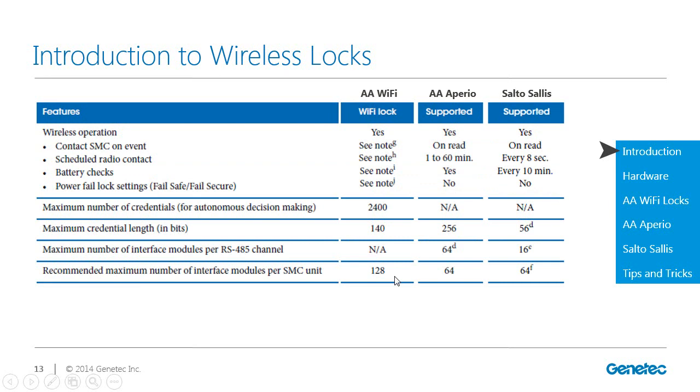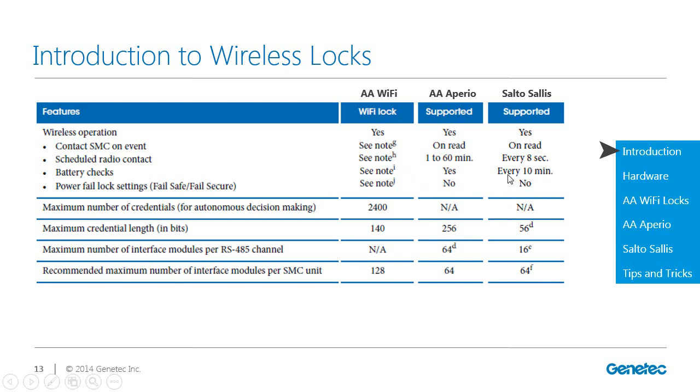Now, another difference is when the unit actually contacts the SMC. The Assa Abloy Wi-Fi locks will contact the SMC on a read, and if there is an unknown credential, door forced open, or door open too long event. The other two types here will contact the SMC on a read only. In terms of the scheduled contact, the Assa Abloy Wi-Fi locks do this at midnight UTC time by default. The Aperio locks can be set to between 1 and 60 minutes, and the Salus lock connects every 8 seconds.